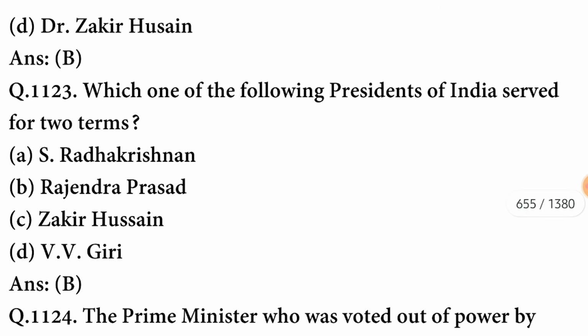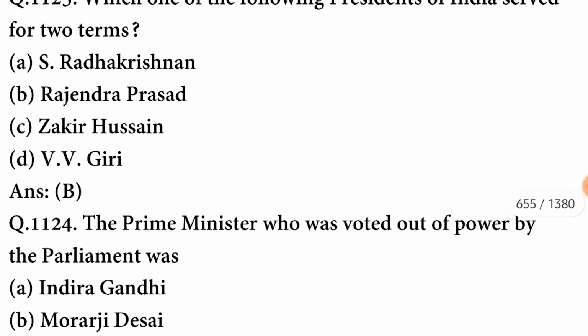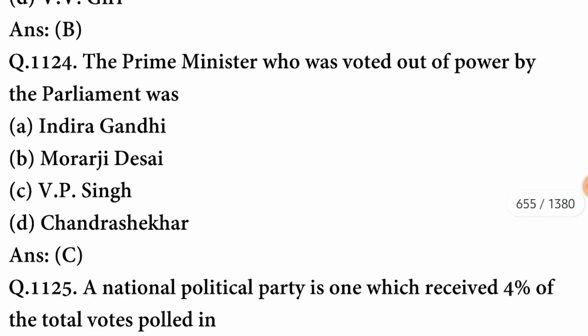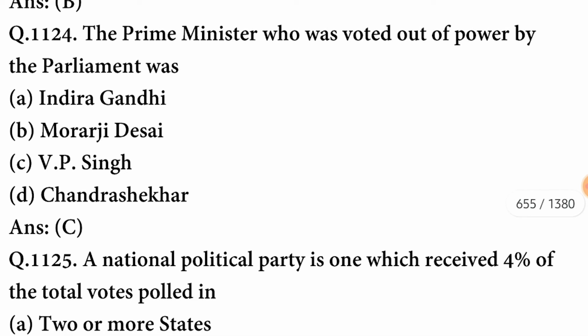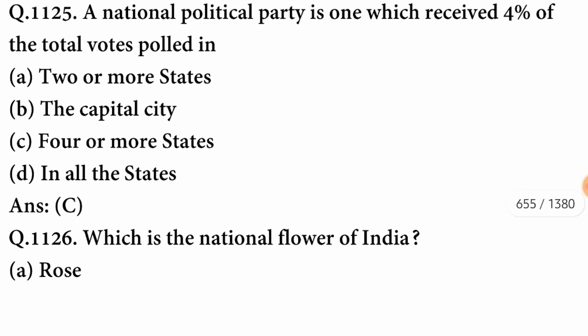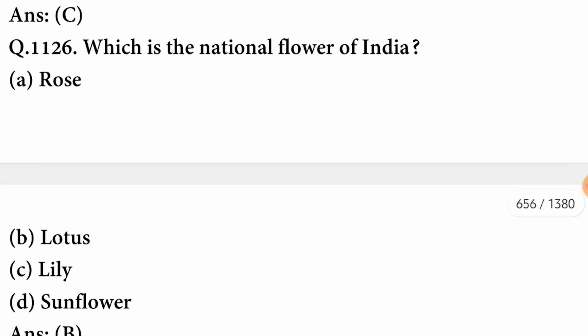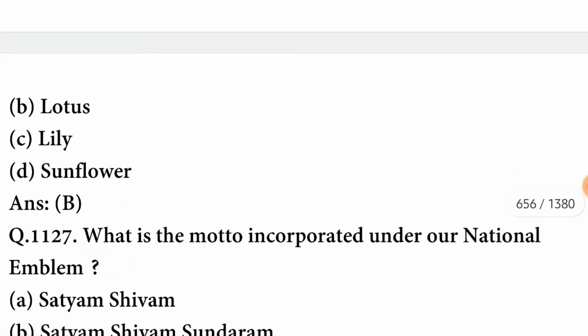B option is correct. Which one of the following Presidents of India served for 2 terms? The President was Rajendra Prasad. The Prime Minister who was voted out of power by the Parliament was VP Singh. A national political party is one which received 4% of the total votes polled in 4 or more states. C option is correct. Which is the national flower of India? The national flower of India is lotus.